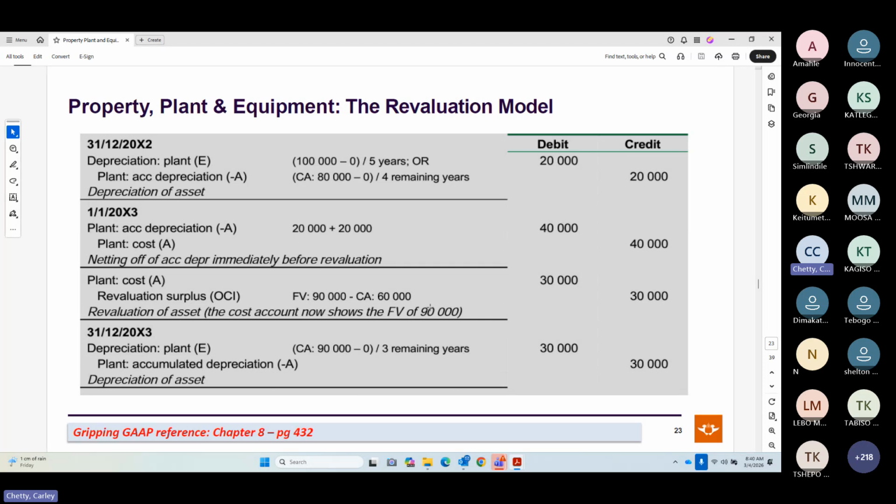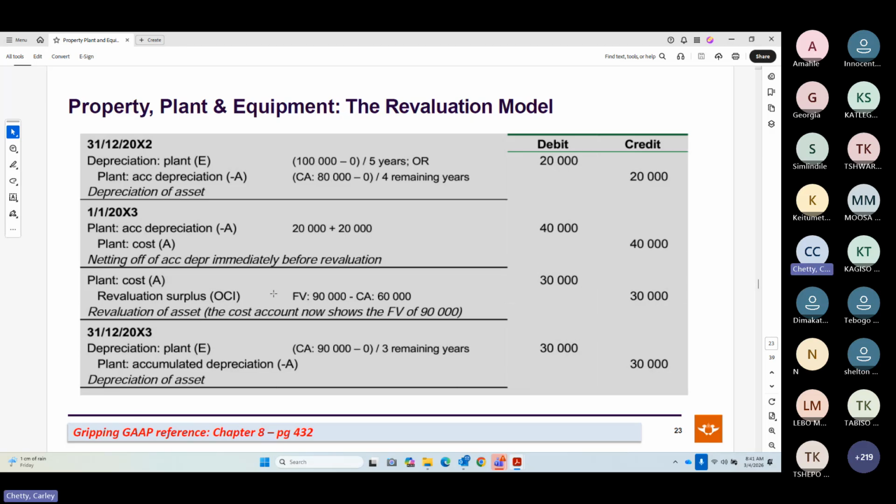So we're debiting plant cost. We are increasing the value of our plant from the carrying amount of 60,000 to our fair value of 90,000. And we are crediting and creating the revaluation surplus account. And remember, I said this is equity, and it is shown in other comprehensive income. So now we have revalued the asset. Now the value of the plant will show 90,000 Rand.